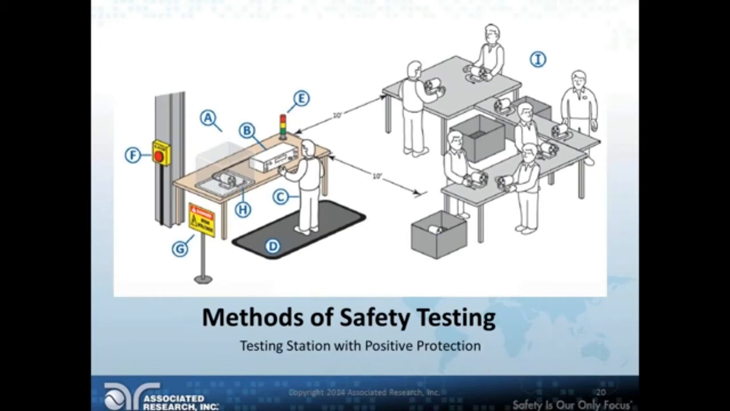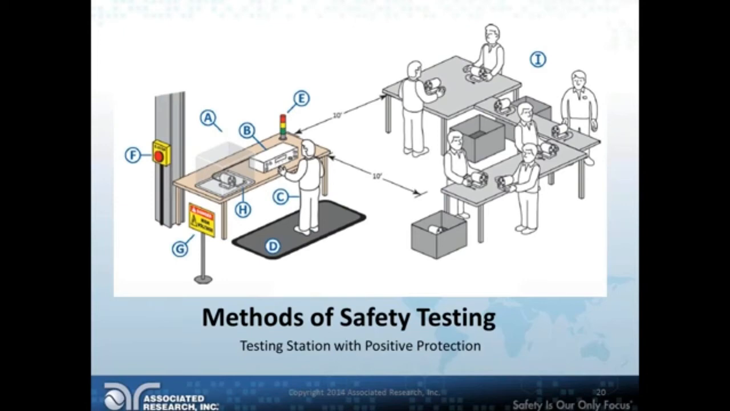So a couple things to notice here. You can see that you have positive protection, and when I say positive protection, what I mean is the operator cannot contact the device under test while it's testing. As you can see where it's labeled A in the picture here, what that's meant to show is an enclosure over our device under test. You can see there's a motor labeled H there. So we're just testing the motor here.